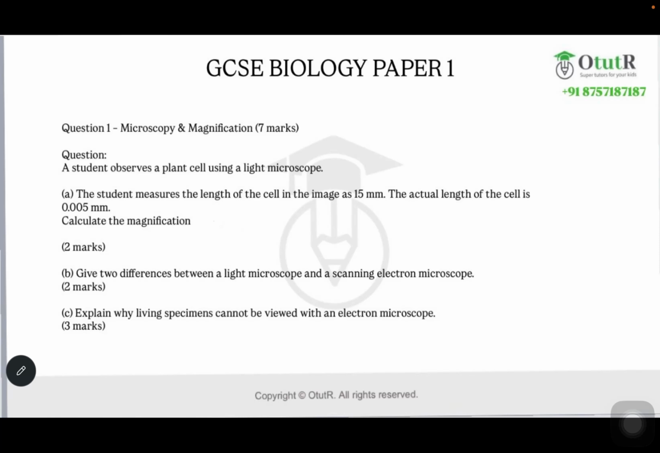Hello everyone. I guess you must be busy with your last minute revision for your GCSE papers. Here are a few questions which can help you score well in your GCSE Biology Paper 1. So let's see these questions.